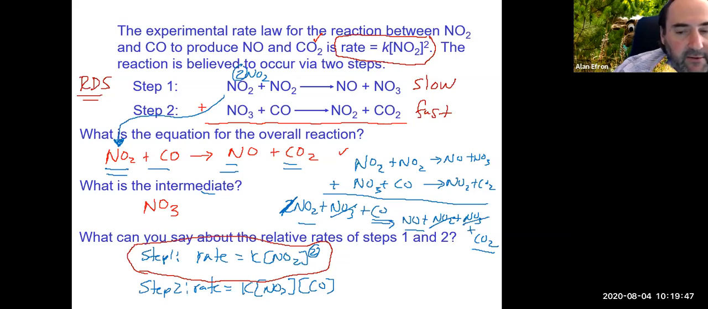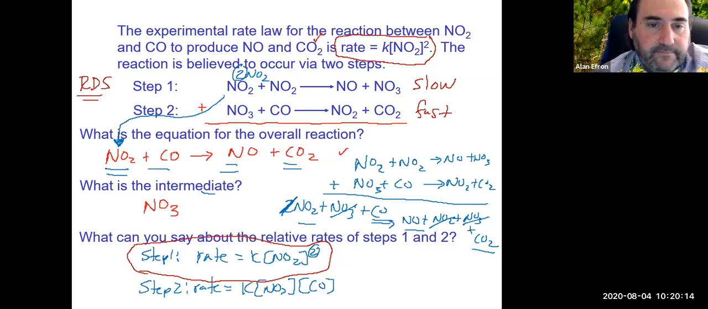So in this possible mechanism, the one step that really determines the overall rate of the reaction would be step number 1. It is our rate determining step because its elementary step, step number 1, has a rate law that matches the one that was found experimentally, and that would imply that that is the slow step in the mechanism. Any questions on that? Okay.